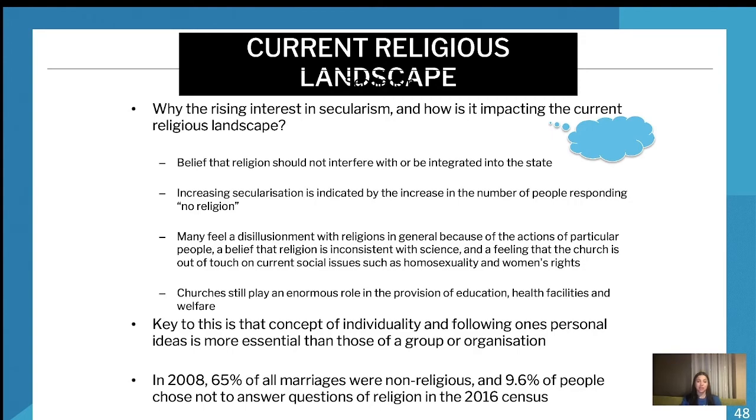Now, the rising interest in secularism is because of the belief that religion should not interfere or be integrated into the state. So increasing secularization is indicated obviously by people responding no religion. Many feel a disillusionment with religions because they feel like the actions of a particular person or a belief of that religion is inconsistent, and that might be because they believe in science or that they feel that the church is out of touch on current social issues such as homosexuality and women's rights, which we were talking about before. But churches still do play an enormous role in the provision of education, health facilities, and welfare, which is really important to note.